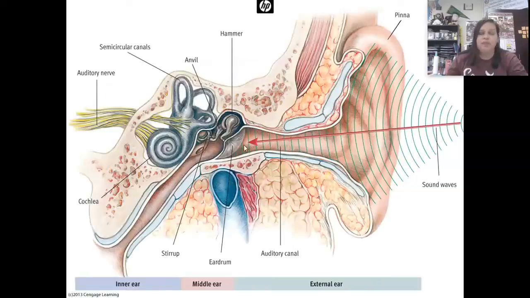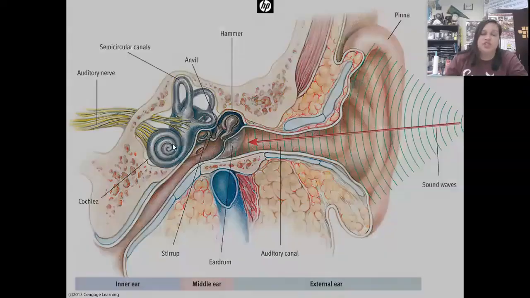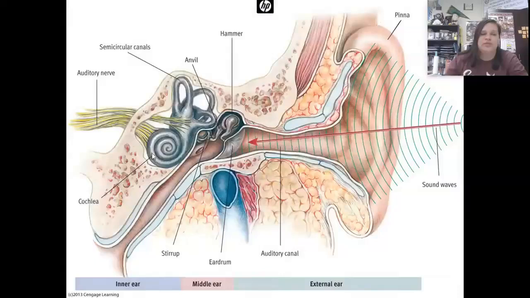Another view here, but kind of just from the opposite way, we've got our sound waves being directed in from the pinna and down the auditory canal, putting pressure on our eardrum. The eardrum vibrates against the hammer, the anvil, and the stirrup, and that puts pressure on the cochlea. And then in this picture, we've got all these nerves coming from the cochlea because this is where that transduction is happening and a neural impulse is being created and sent along the auditory nerve.